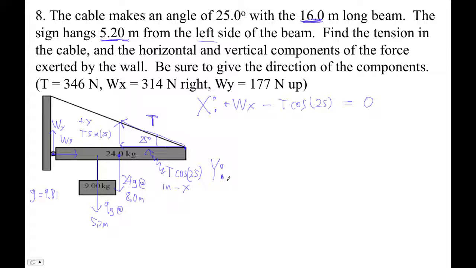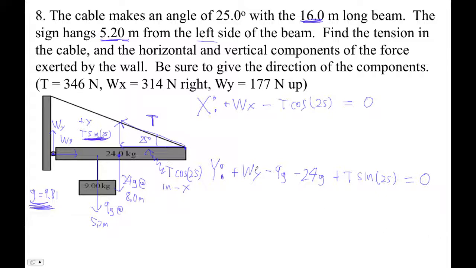Well, in the y direction, we've got the wall in the y direction. Remember, these don't need to be multiplied by a distance. This is just force to the right, force to the left, 0. Now here we're looking at forces up and down. So wall in the y direction, and then minus 9 times g, and these g's are 9.81. So minus 24 times g. And then part of this tension, this part right here, is upward, so plus T sine 25, and that's going to be 0.